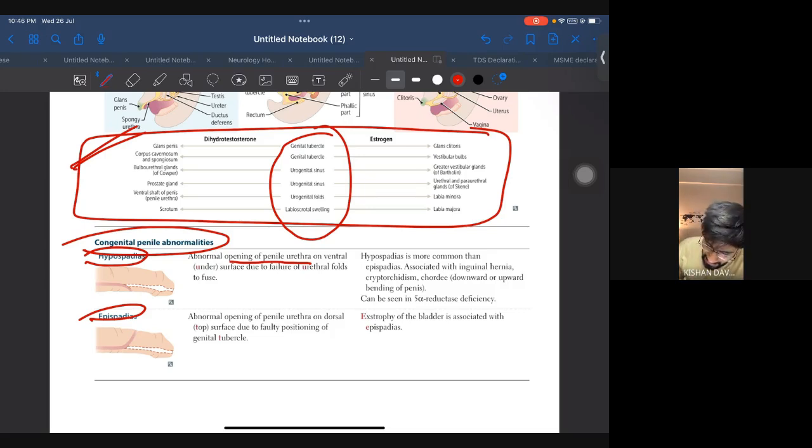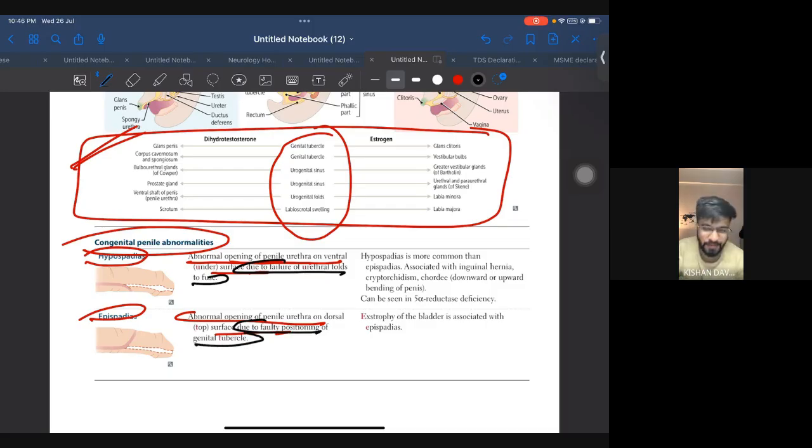Okay, let's just see. Abnormal opening of the penile urethra on the ventral side, abnormal opening of the penile urethra on the dorsal side. Now one important point, due to failure of the urethral fold to fuse due to faulty positioning of the genital tubercle. This is what they have asked in the exam. Okay, this is what they have asked.